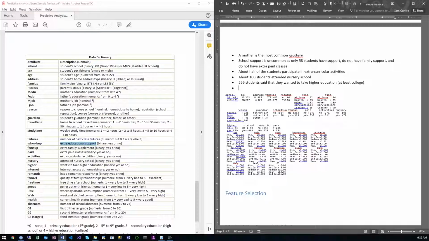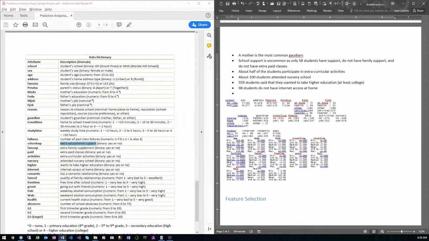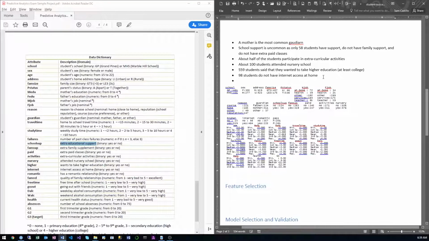Internet. 98 students do not have internet at home. I find that difficult to believe. What year was this data collected in? This is difficult to believe. Romantic, has a romantic relationship. 225 do not. So about half.